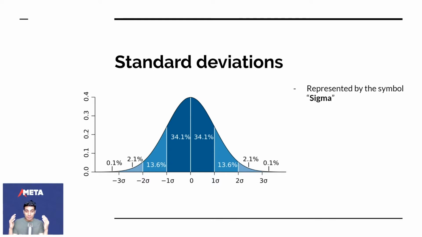So most of the people, and you'll see 34.1% of the people lie between 0 and 1 sigma. Then 13.6% of people lie between 1 sigma and 2 sigma. And then 2.1% of those lie between 2 sigma and 3 sigma. You only find 0.1% of people. And this could not just apply to people, it could apply to anything with a normal distribution.